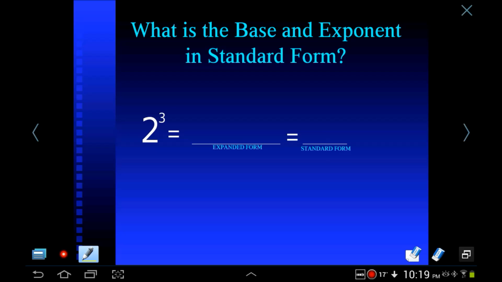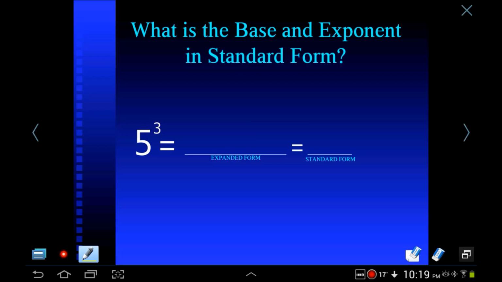Here's another one. 2 to the 3rd power in expanded form would be 2 times 2 times 2. What does that equal in standard form? It does not equal 6. It equals 8. 2 times 2 is 4. 4 times 2 is 8. 3 squared in expanded form is 3 times 3. 3 times 3 equals 9. That's a very simple one to do.